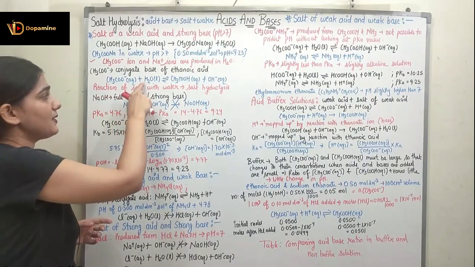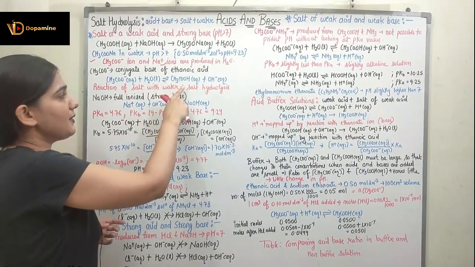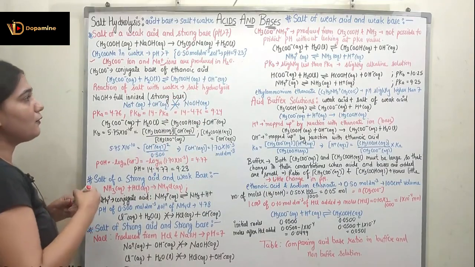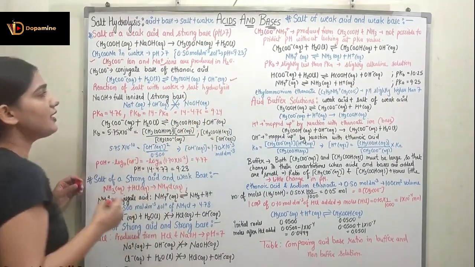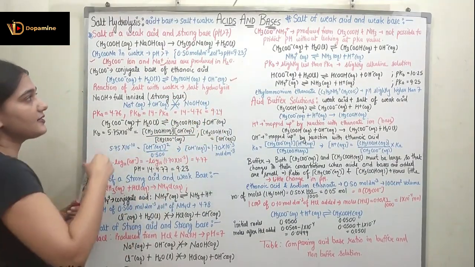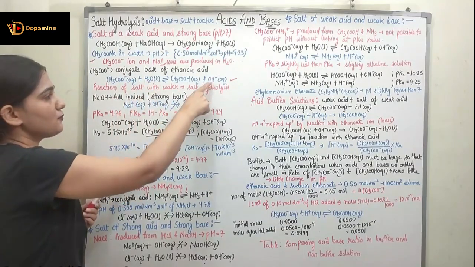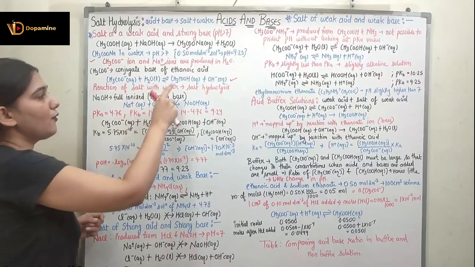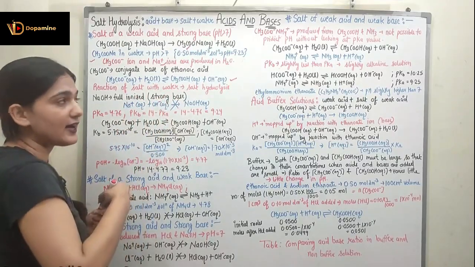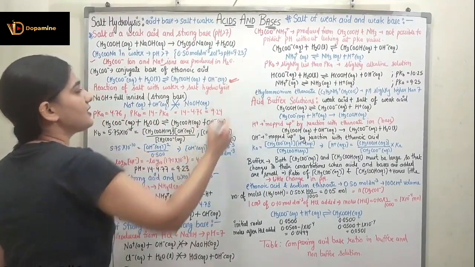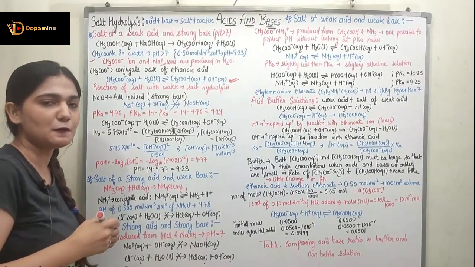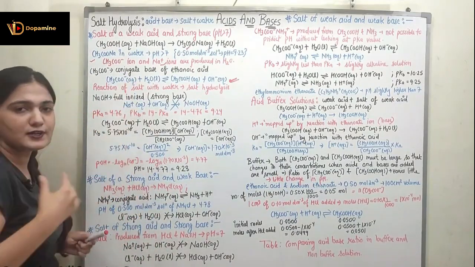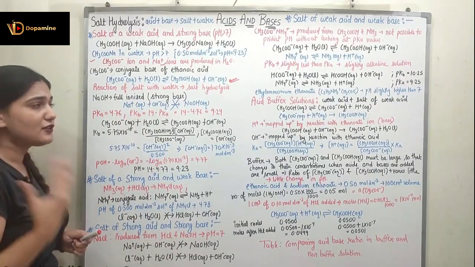CH3COO negative in aqueous plus H2O in liquid is in equilibrium with CH3COOH in aqueous plus OH negative in aqueous. With this reaction I can say it is a conjugate base, because it produces OH negative ions. So it is the reaction of the salt with water, the salt hydrolysis reaction, which we are going to observe for different types of acids and bases. I hope you understood it for a weak acid and a strong base.